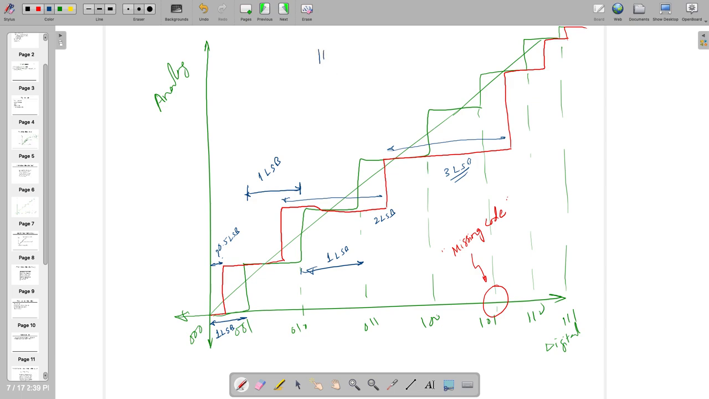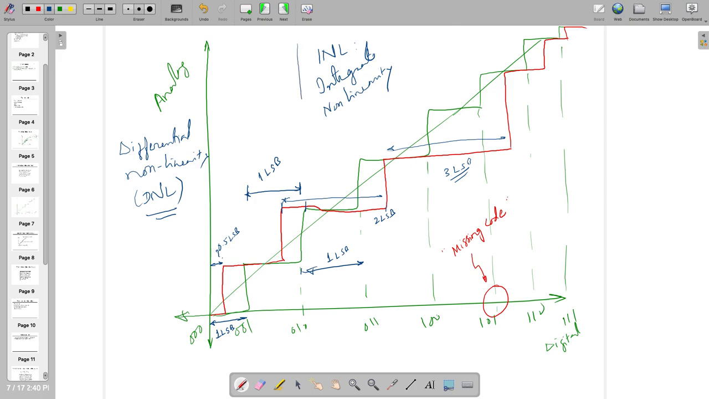INL is integral non-linearity, which is the integrated version of all the non-linearity. And one is called differential non-linearity. So what exactly do you have to do to find DNL? You need to look at what code width is available at that particular point in terms of LSB, and you have to subtract that from the ideal position, which is one LSB. So at every point you will have some different value, and you subtract it from one LSB. Each point gives you a DNL value, and if you integrate all of them, it's called integral non-linearity.